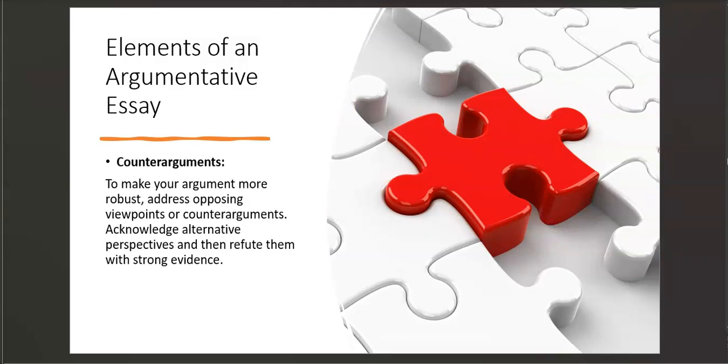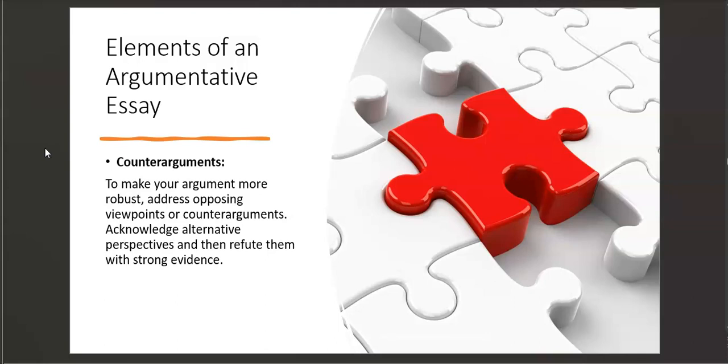Another element is the counter arguments. To make your argument more robust, address opposing viewpoints or counter arguments, acknowledge alternative perspectives, and then refute them with strong evidence. This is a lot of wording here, but very easy to understand. So let me use this example of chocolate and vanilla again. When you're arguing that vanilla is better than chocolate, you need to use counter arguments where you say something like, chocolate is also a nice choice, very good, it tastes very well, but I support vanilla because of this and this, okay?